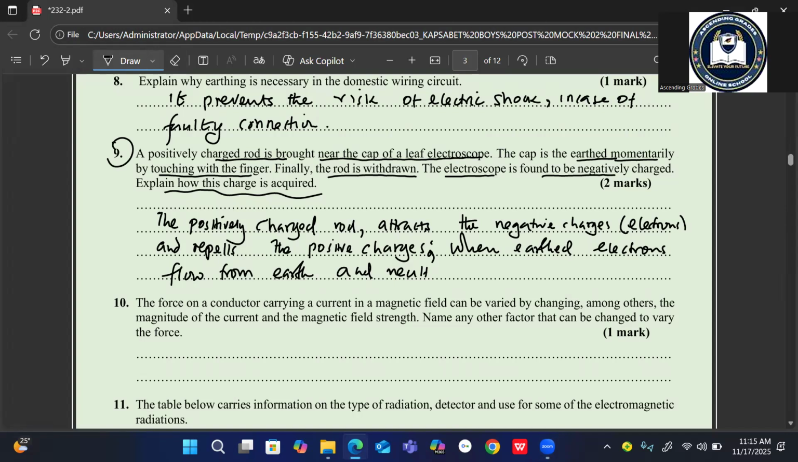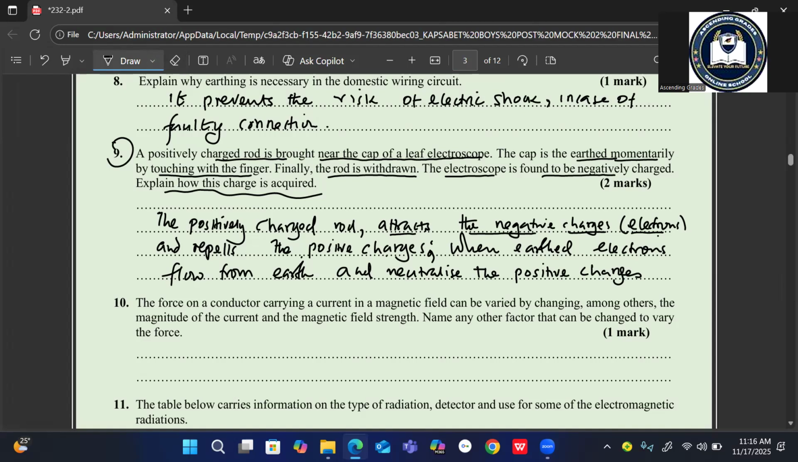So the positively charged rod attracts the negative charges, that is the electrons, and repels the positive charges. When earthed, the electrons flow from Earth and neutralize the positive charges. So if the positive charges are now neutralized, then it retains the negative charges.